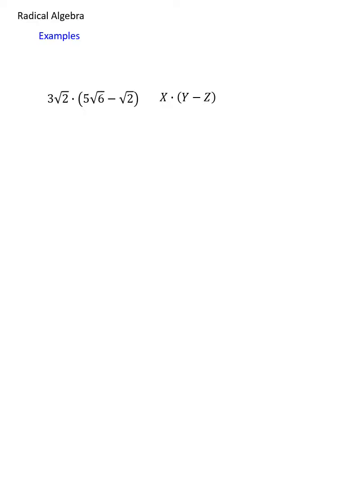If you look at the algebra problem on the right, your algebraic intuition might tell you to distribute the x into the parentheses. In other words, to multiply x times y and x times z. Well, if that's your algebraic thought, then follow that same logic when doing a radical problem. When one sees this problem, one should think, I'm going to distribute what's outside the parentheses into the parentheses.